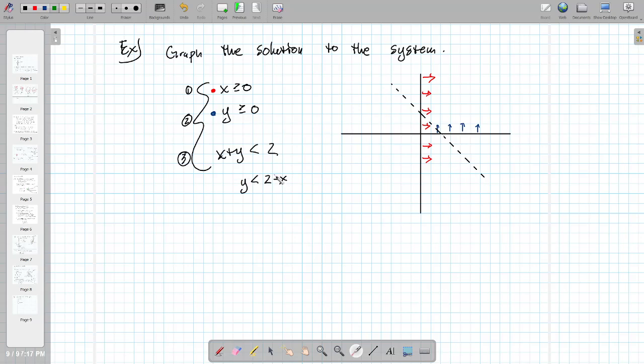Again, you can always check with a point. Plug in 0, 0 for x and y. That would be the origin, this point here, to see if this point is within the solution set for this inequality. Plug in 0, 0, we get 0 is less than 2. That's true, so we shade the side with the point 0, 0.